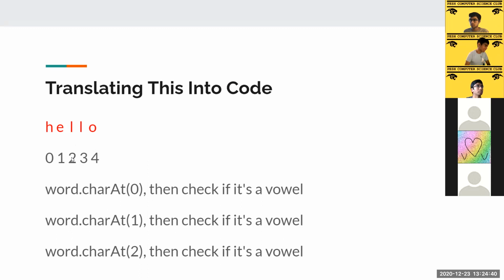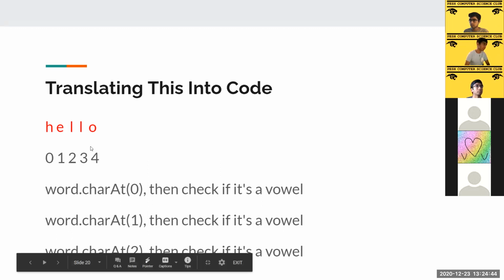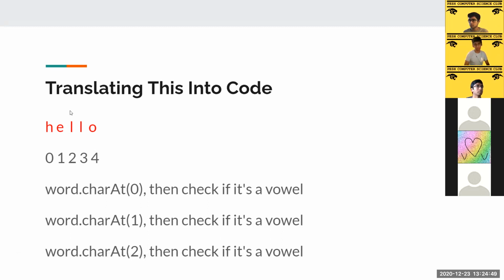Now I'm going to go to index 2. We're going to go to word.charAt(2), and that's going to give us L. And now we're going to check, is L a vowel? L is not part of those 5 letters. So I'm going to go to the next letter. L, it's the same thing, and it's not a vowel again. So now I'm going to go to word.charAt(4). Because the letter O is a vowel, I'm going to add 1 to my count of vowels. So if that makes sense, that would be the general idea of what you're trying to do.